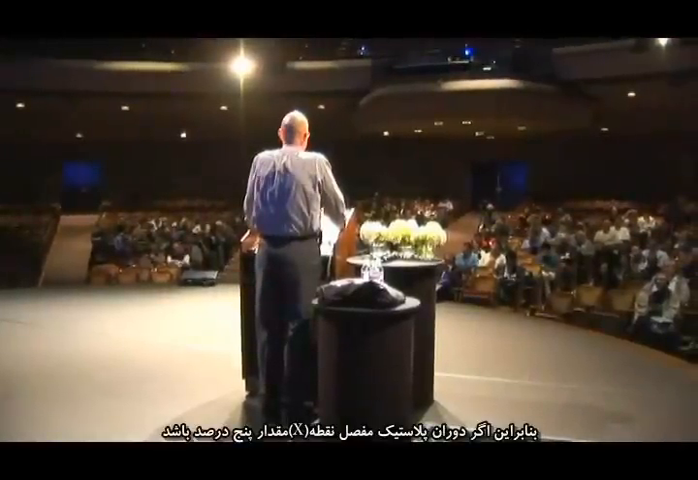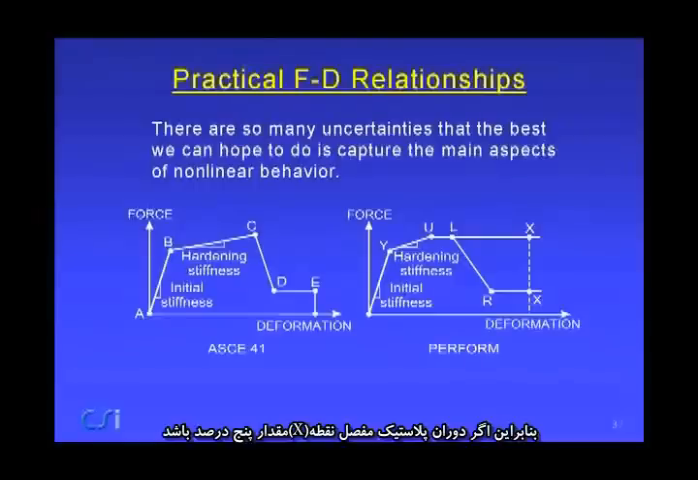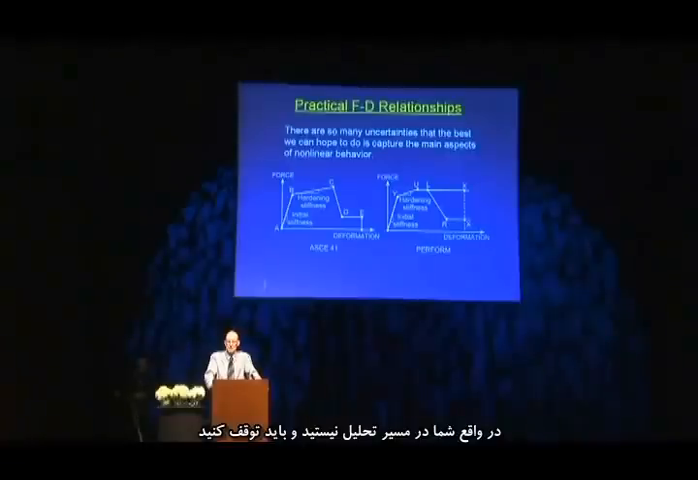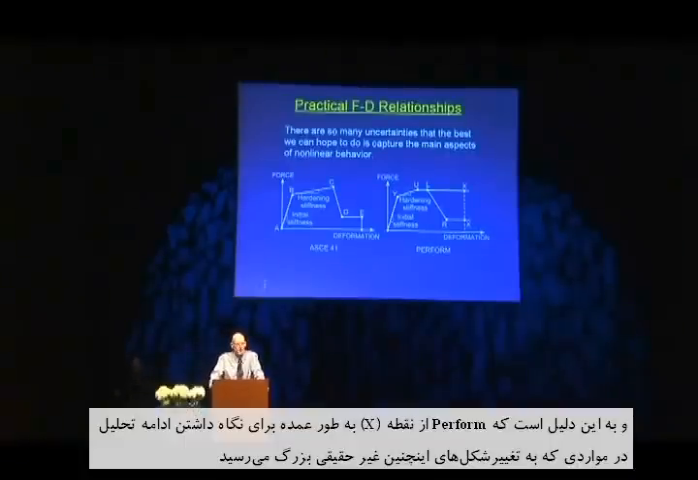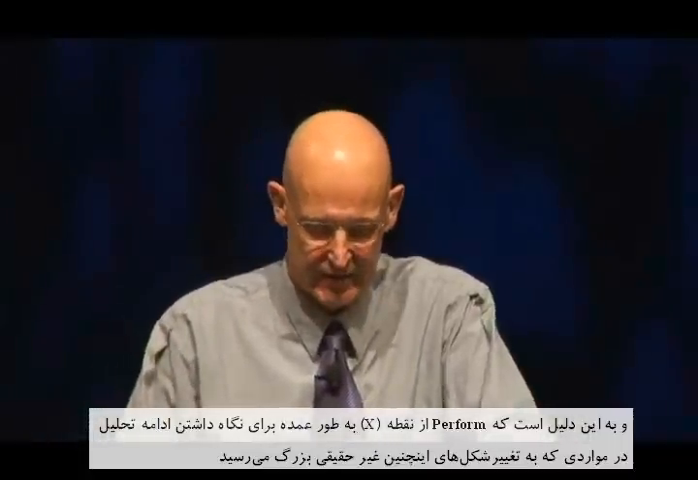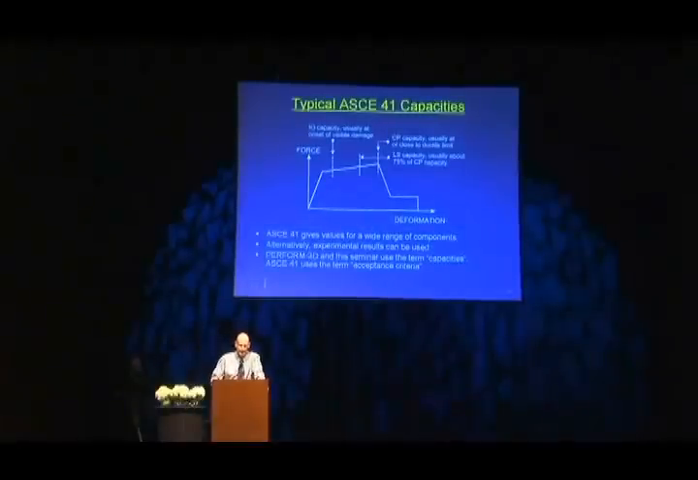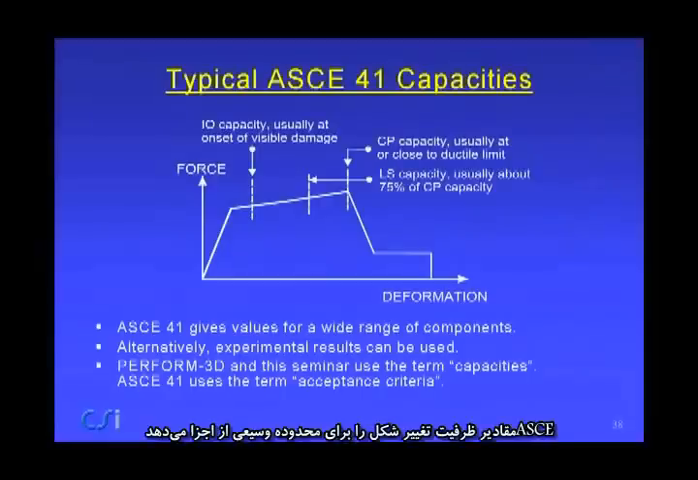So if this were, say, plastic hinge rotation and point X were 5% hinge rotation, if you've got that much hinge rotation, there's no point really in continuing the analysis, you may as well stop. And that is what PERFORM uses the X point for, mainly, to stop the analysis in case you get deformations which are unrealistically large. ASCE gives deformation capacities for quite a wide range of components.